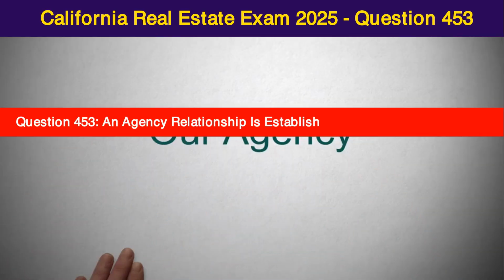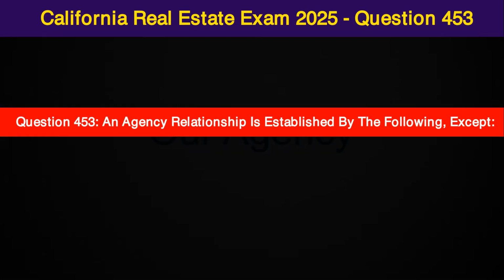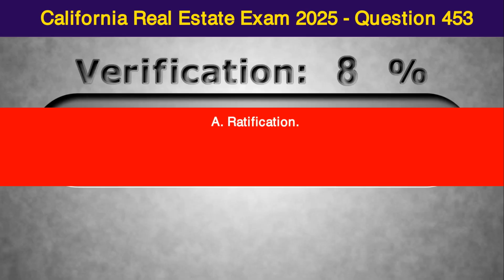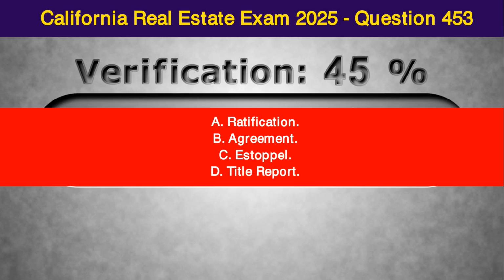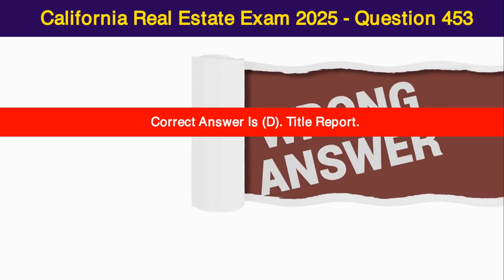Question 453. An agency relationship is established by the following, except A. Ratification. B. Agreement. C. Estoppel. D. Title report. Correct answer is D. Title report.